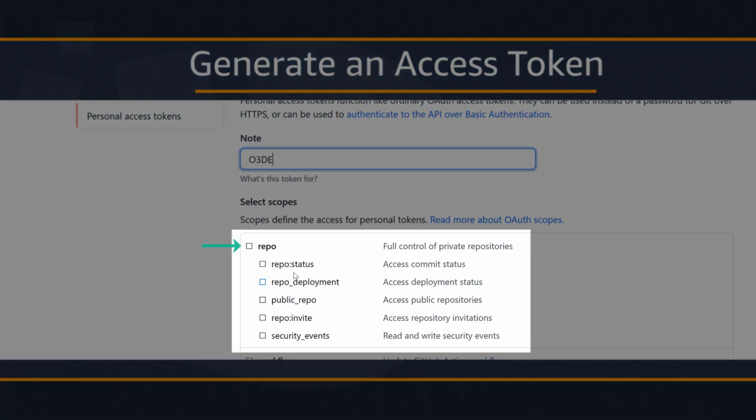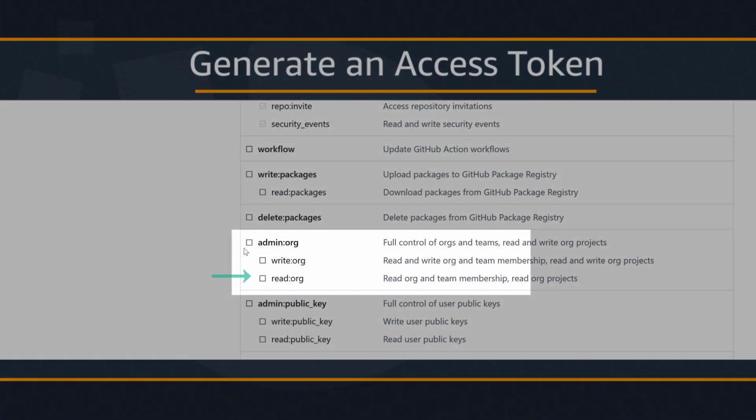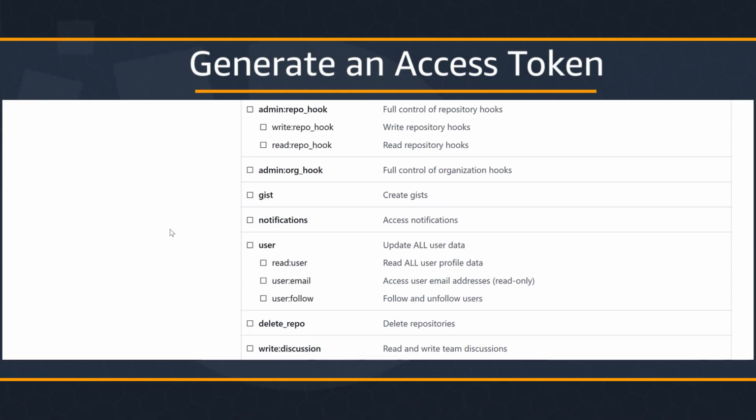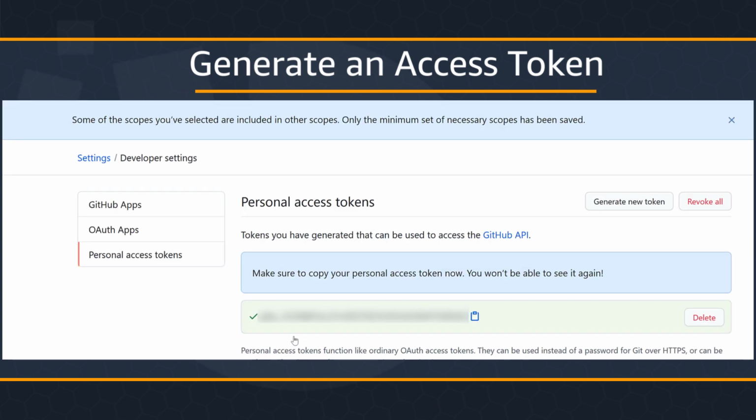Under Select Scopes at the bottom, you want to turn on Repo for all access. Then under the admin:org section, do read:org. Down at the bottom, let's go ahead and select Generate Token. After clicking the Generate Token button, a personal access token will be created for you. Mine is blurred out, but keep note of this page and have it handy because we're going to be using it in a little bit.